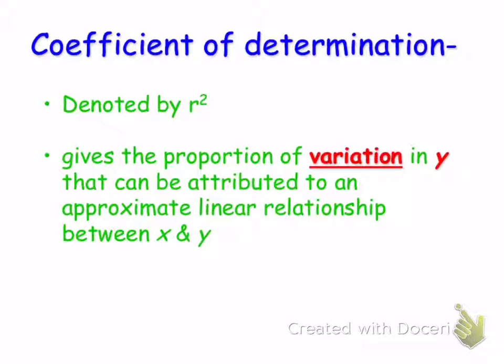It gives the proportion of variation in y that can be attributed to the approximate linear relationship between x and y. So I want to explain this as best as I possibly can because right now it seems like it doesn't really make sense and it's like, what are those words saying? So if you want to memorize this, then you are more than welcome to just memorize and go along and live your life, and that is fine. If you want to understand why, then listen to what I'm about to say.